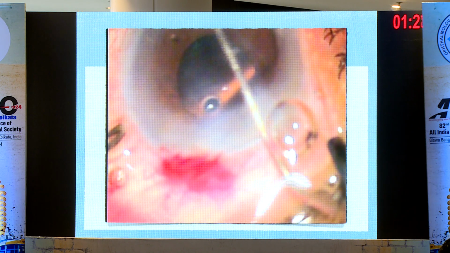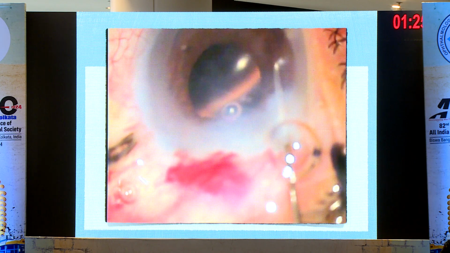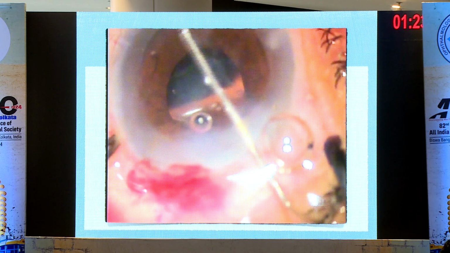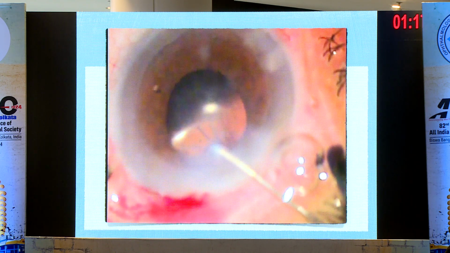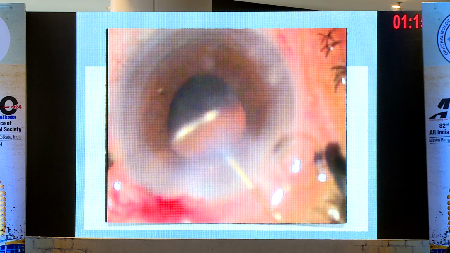After you've put in the lens and before you take off the OVD is when you actually take off the Descemet membrane. In this case we are using a reverse Sinskey hook to score and strip the Descemet membrane. You can see it coming off.